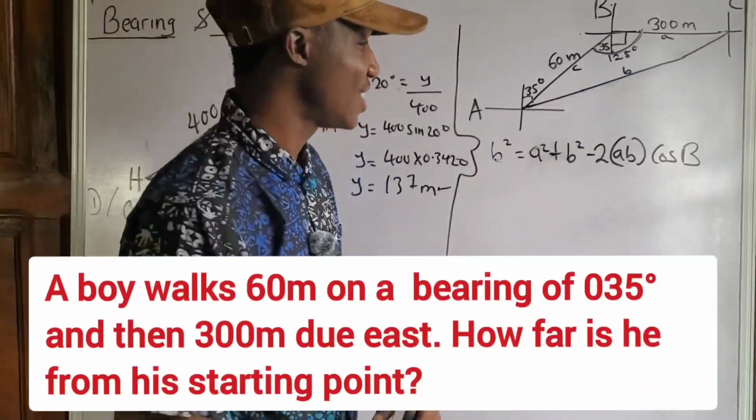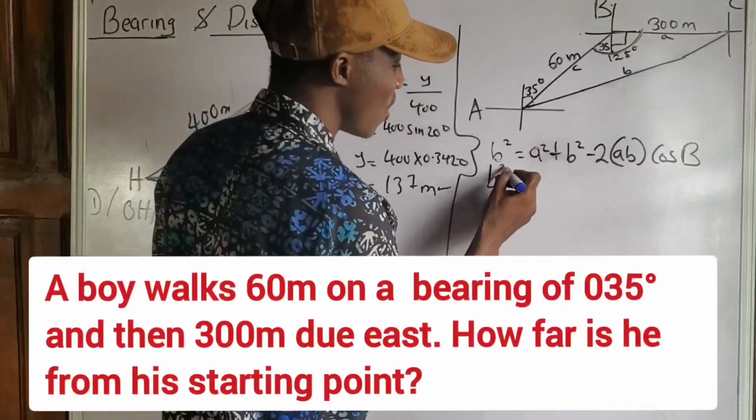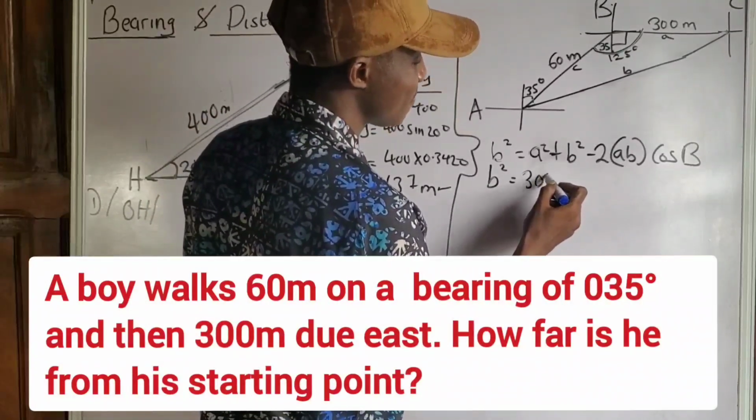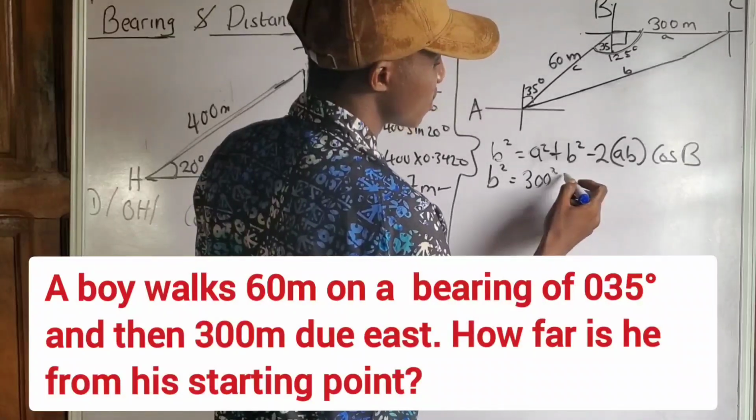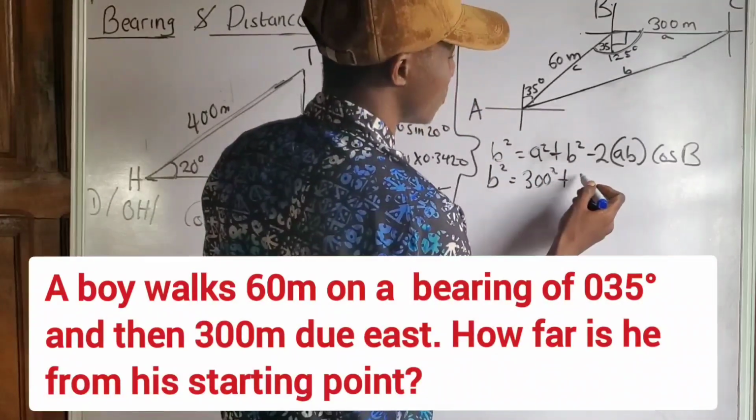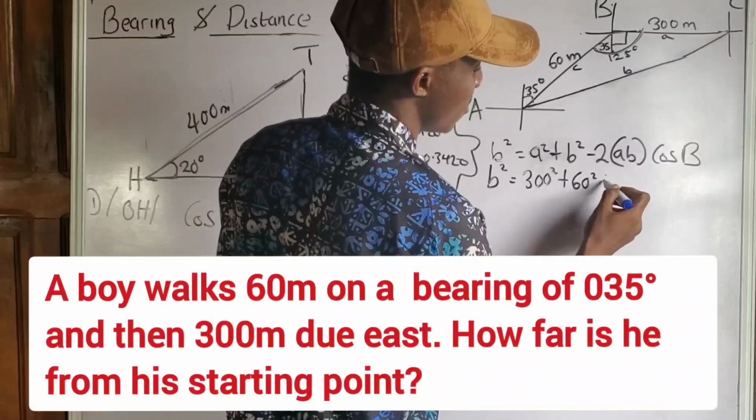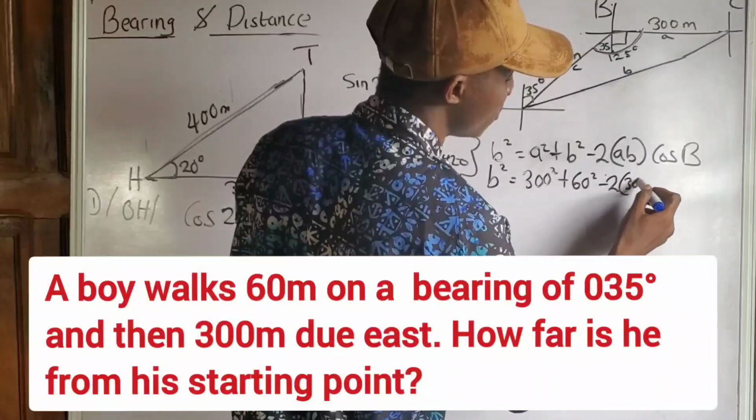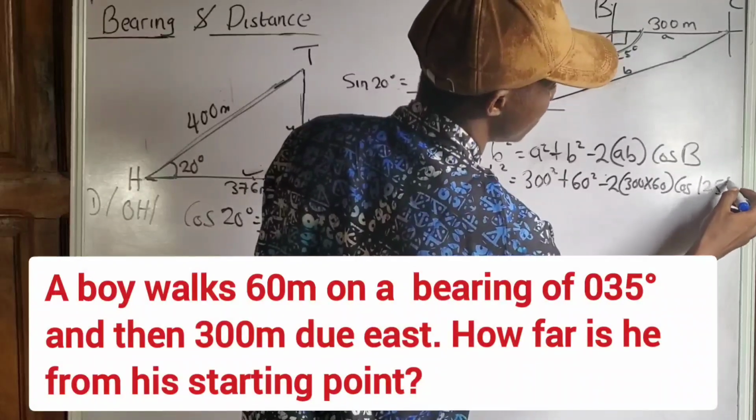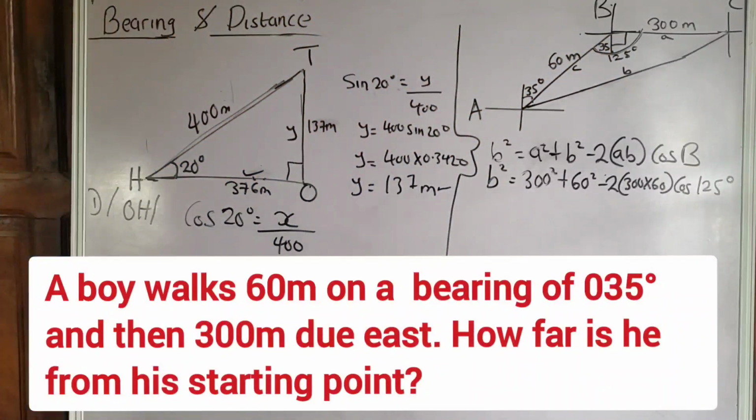Do you understand? Okay, so I'm going to have b squared equals a squared. a is 300. I'm going to have 300 squared plus c squared. c is 60. So I'm going to have 60 squared minus 2 multiplied by 300 times 60 cos 125 degrees. Okay, let me take the calculator because I need the cos of 125.